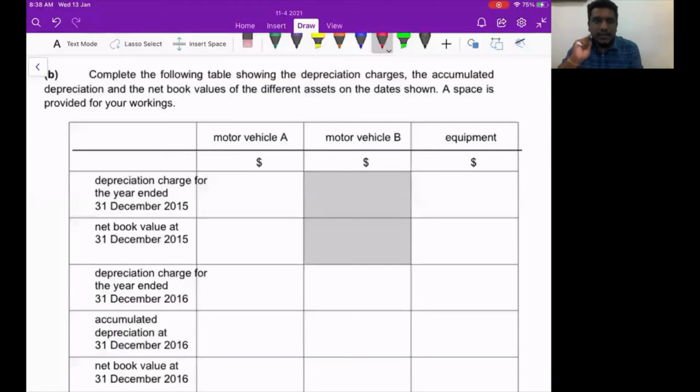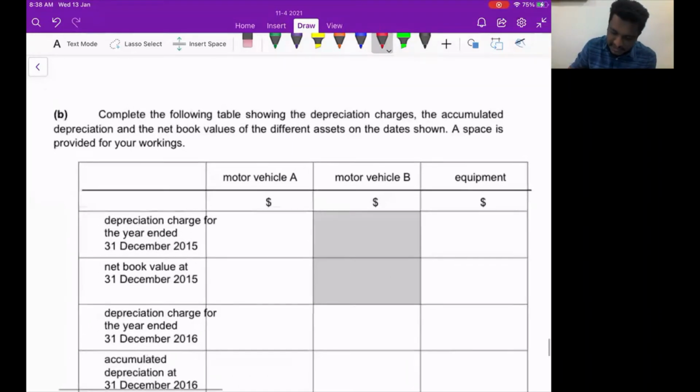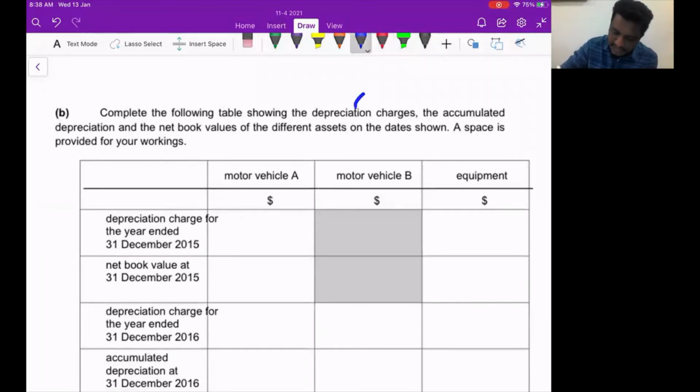Okay, question number B. Complete the following table showing the depreciation charges, accumulated depreciation, and also net book value of the different assets on the dates shown. A space is provided for your working. Let me clarify this. What is depreciation? Depreciation is only for 1 year, the 1 year loss in value. How much is the 1 year loss in value? Accumulated depreciation is the total depreciation from the day that you buy until today.